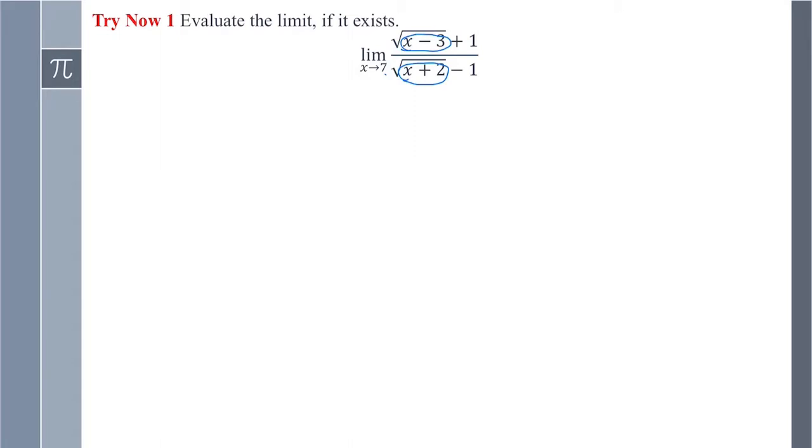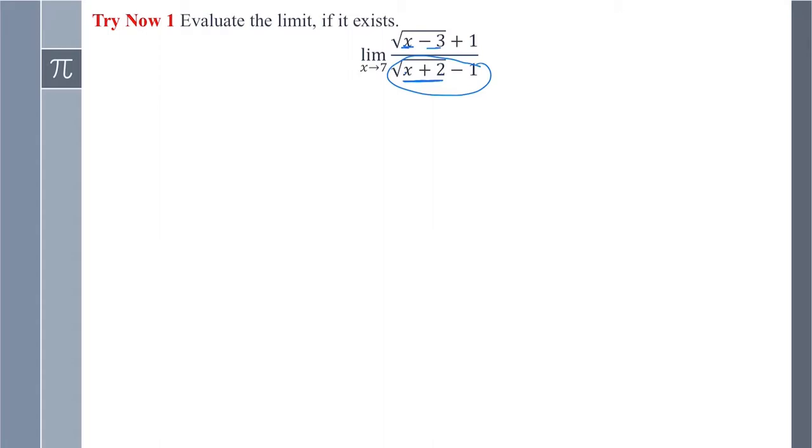When I plug in 7 here, 7 minus 3 is 4, so positive 4. I'm not going to get a 0. That's good. When I plug in 7 here, I get 7 plus 2, which is 9. So it's not a negative number. That's good. Now, when I take the square root of that, I get 3 minus 1. So the whole thing is not 0. That means it's satisfying all the conditions for direct substitution. We are not getting a negative under the square root, and we are not getting 0 in the denominator.